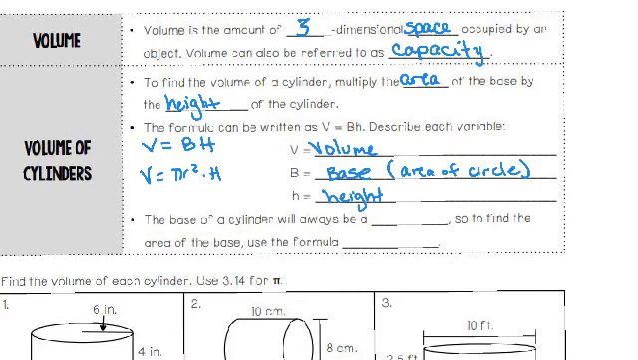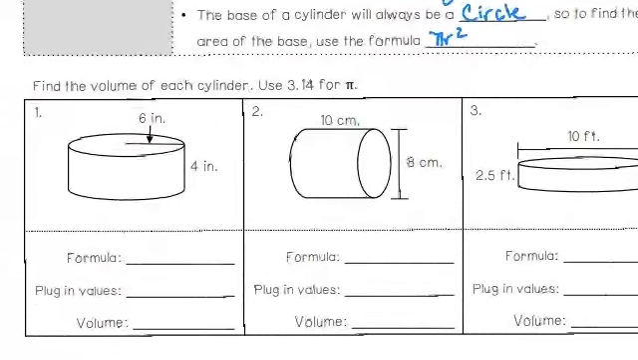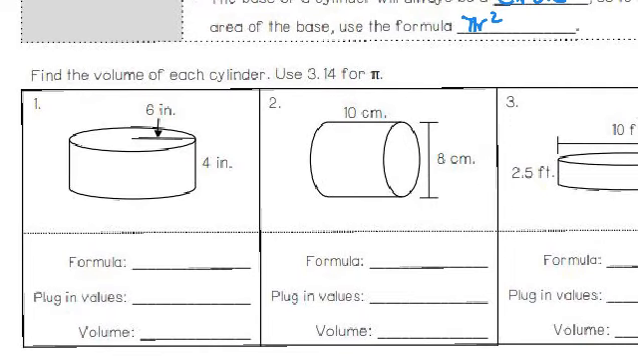The base of a cylinder will always be a circle. If it's not a circle, it's not a cylinder. And that formula again was pi r squared to find that area. So here we're going to start with your formula, which is volume. The volume of a cylinder is equal to the area of a circle, pi r squared, times height.